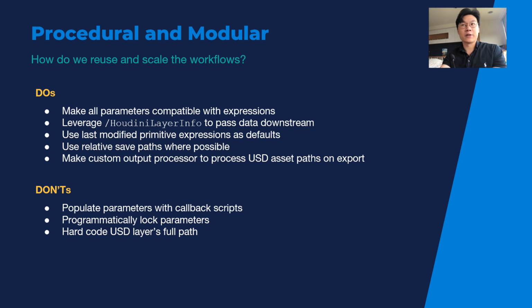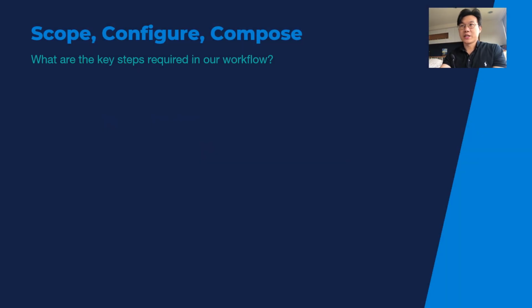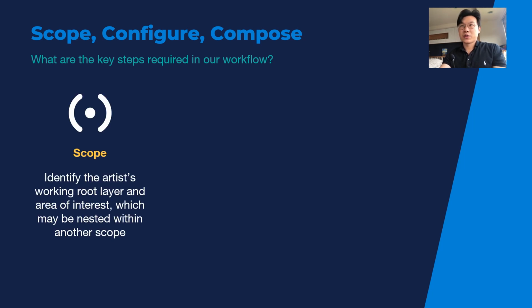And here's just a guideline of how we made tools more procedural and some mistakes we made. In the process of generalizing and simplifying the workflow for artists, we identified 3 key steps in our workflow. The first step is identifying the current working root layer, which we call the scope. The working root layer is the USD layer that an artist would be working on and contributing to as part of a greater pipeline context, such as a shot or asset entity layer.